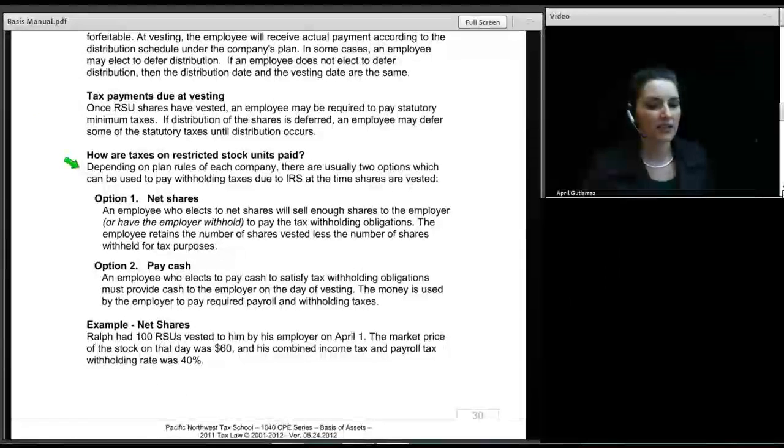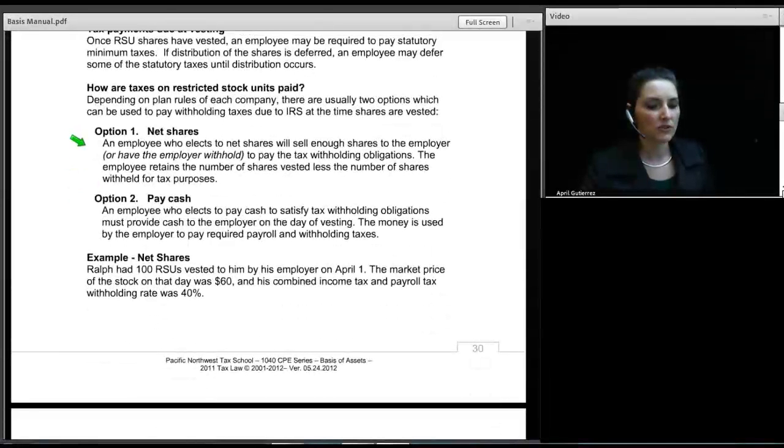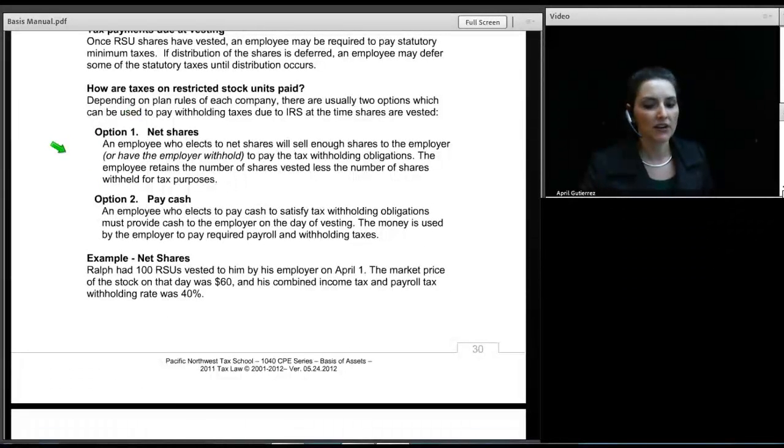So how do you pay the taxes on the units that have been awarded? Well, depending on the plan rules for each company, there are usually two options that can be used to pay taxes at the time the shares are vested. And I've already described those. The first one is that the employee who elects net shares, and we call this first option net shares, will sell enough shares to the employer or have the employer withhold enough shares to pay the tax withholding obligations. And then the employee retains the number of shares vested less the number of shares withheld for tax purposes.